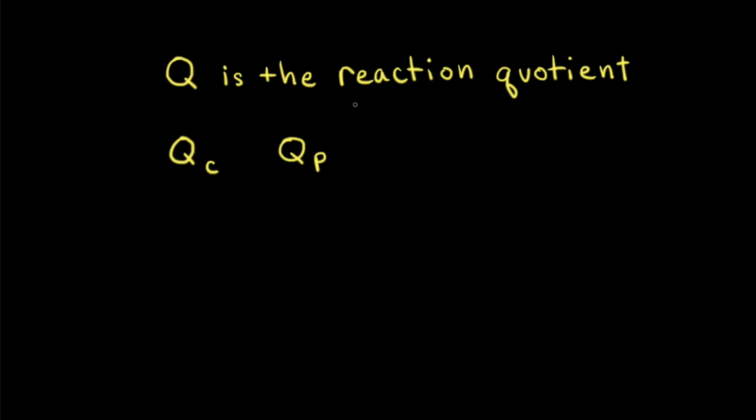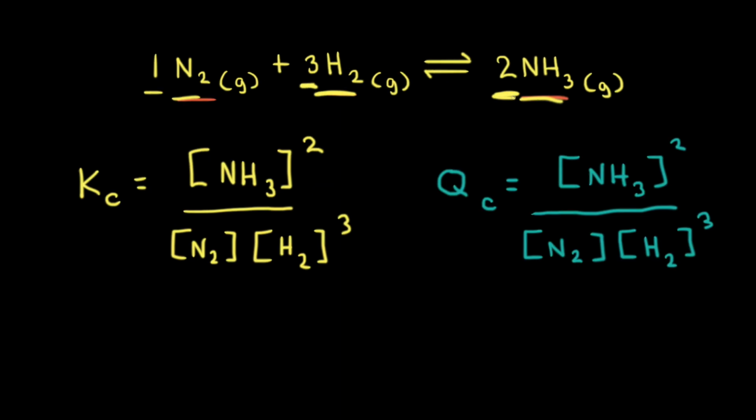Finally, let's talk about the reaction quotient, which is symbolized by the letter Q. A Q expression has the same form as an equilibrium constant expression, and Q tells us the relative concentrations of reactants and products at any moment in time. And just like we could write a Kc or a Kp expression, we could write a Qc or a Qp expression. Let's go back to our reaction for the synthesis of ammonia from nitrogen gas and hydrogen gas.